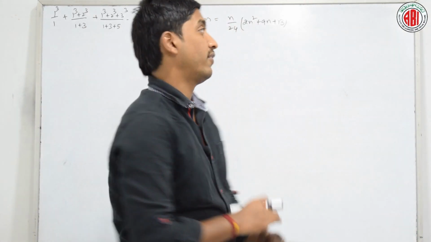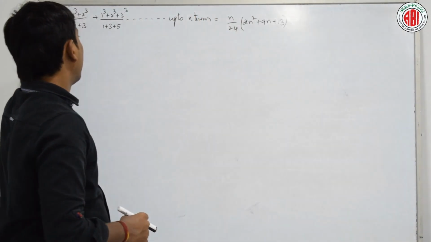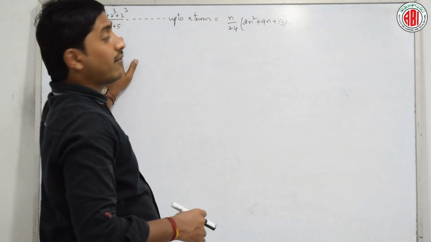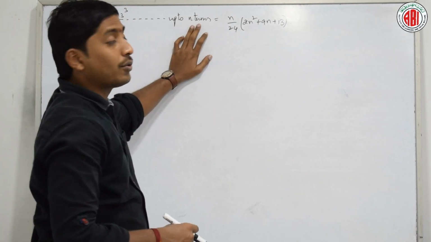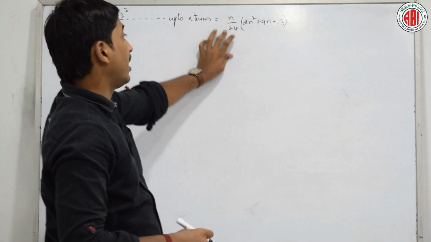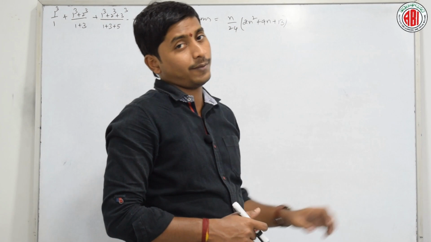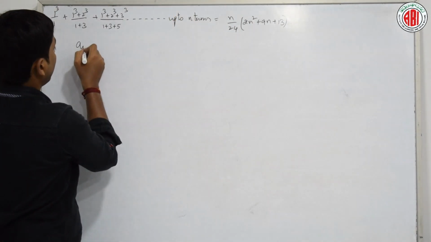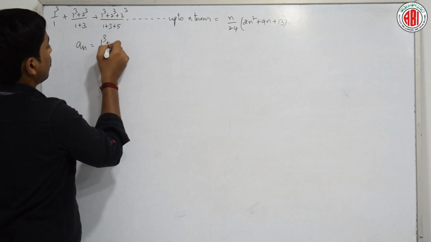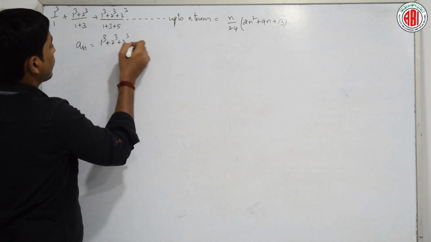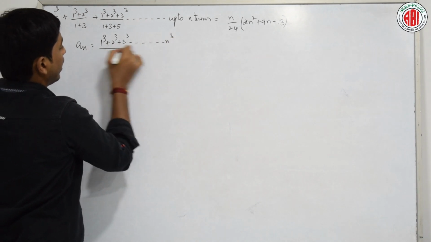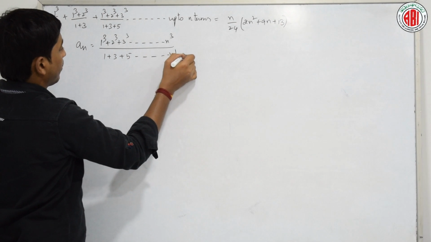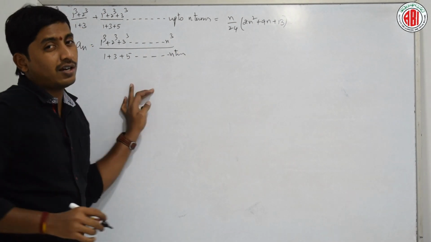The next question given is 1 cube by 1, plus 1 cube plus 2 cube by 1 plus 3, plus 1 cube plus 2 cube plus 3 cube by 1 plus 3 plus 5, and so on up to n terms, that is equal to n by 24 into 2n square plus 9n plus 13. Yes or no? Now if we observe, what is the nth term here? The nth term is 1 cube plus 2 cube plus 3 cube and so on up to n cube divided by 1 plus 3 plus 5 and so on up to n terms. What is it that we have to do?